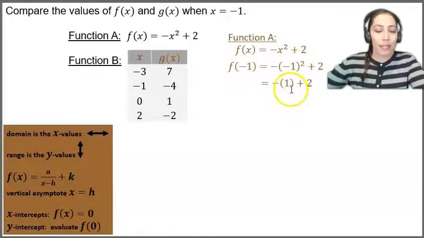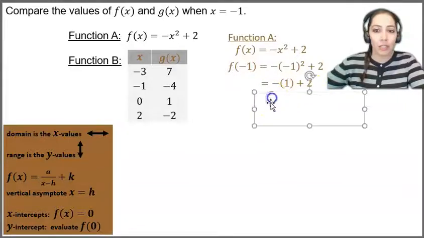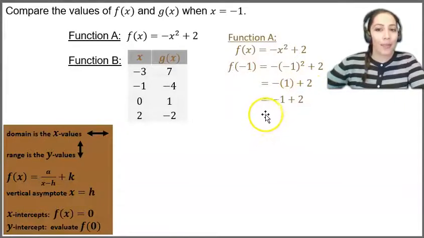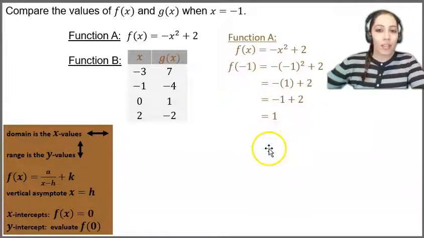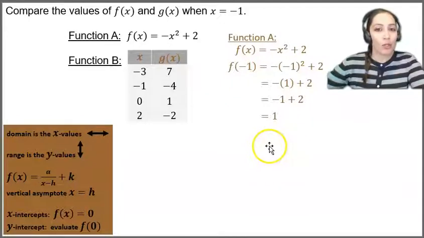-1 squared is the same thing as 1, but we still have that negative in front, and we're still adding that plus 2. So that really ends up becoming -1 plus 2, which equals 1. So when x equals -1, I get my y value of 1.